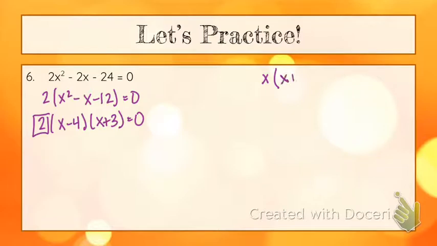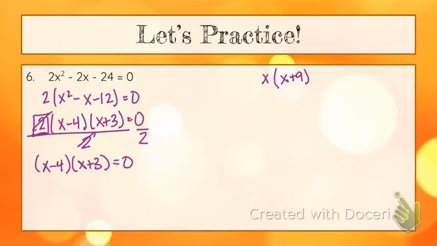Oh, it factored out to be x times x plus 9. Okay, so we had a coefficient out here of x. Well, here we have a coefficient of 2. If it is a variable, you cannot do this. But ours is not a variable. It's a number. It's a constant, a coefficient. So what we're going to do is divide both sides by 2 and get rid of that 2. And that's just going to give us x minus 4 times x plus 3 equals 0.